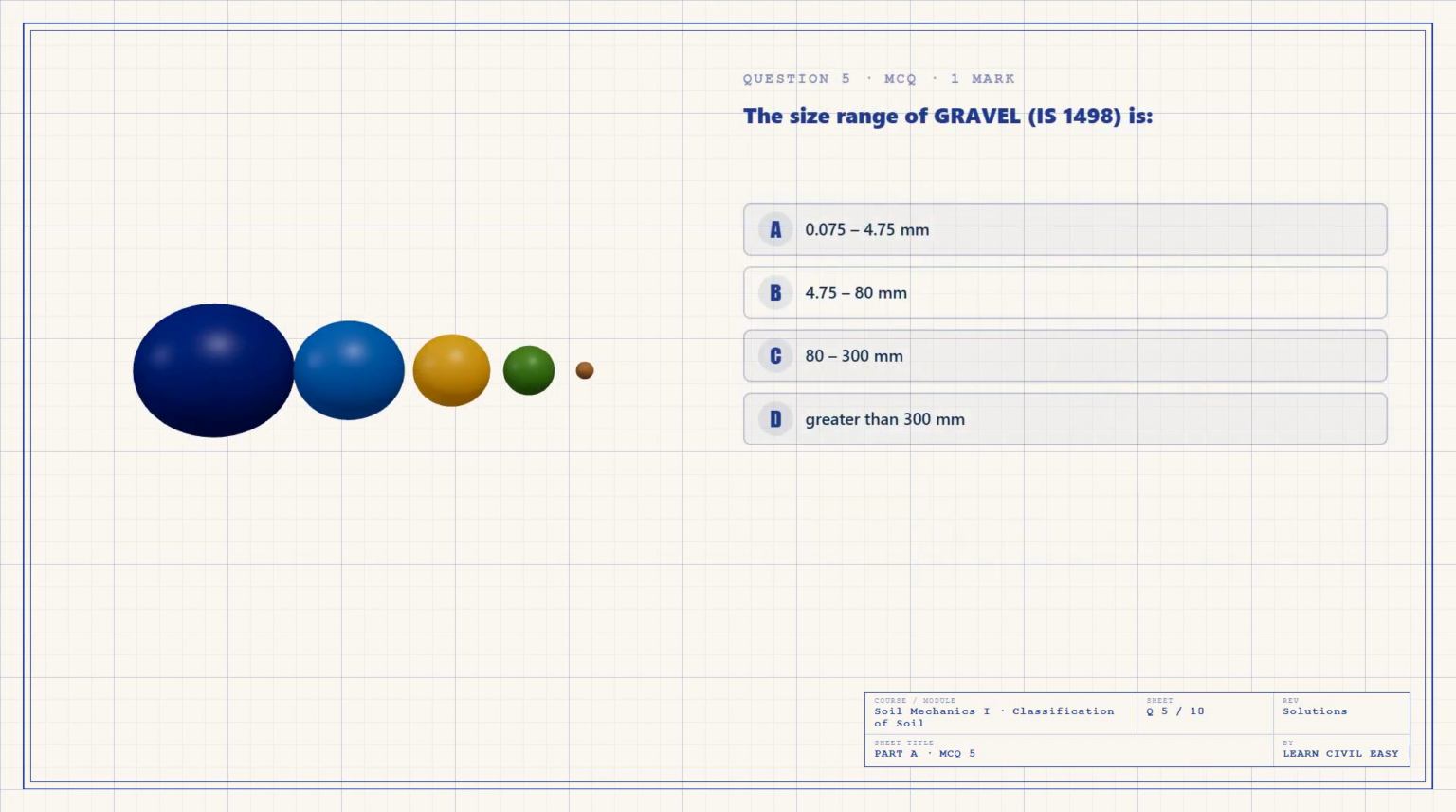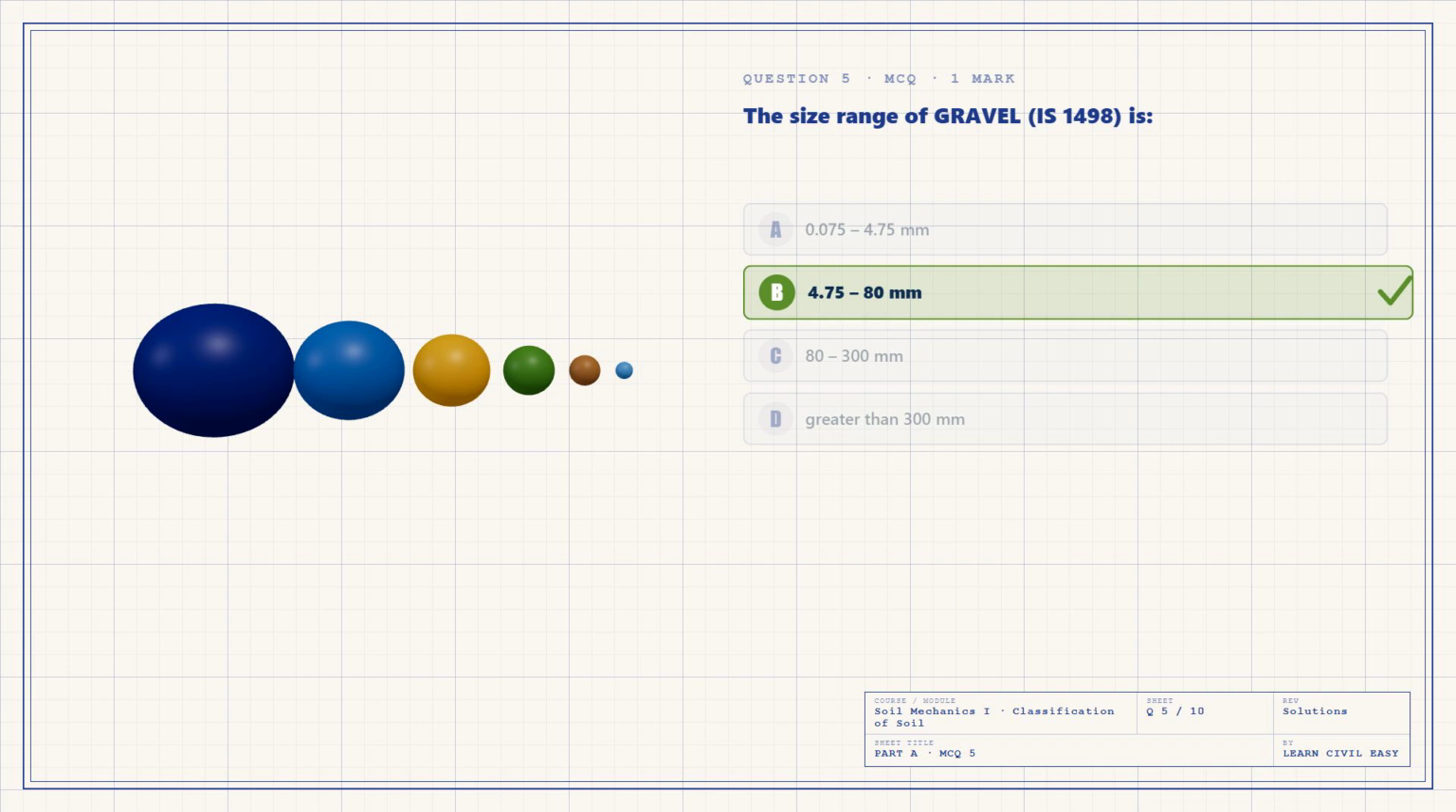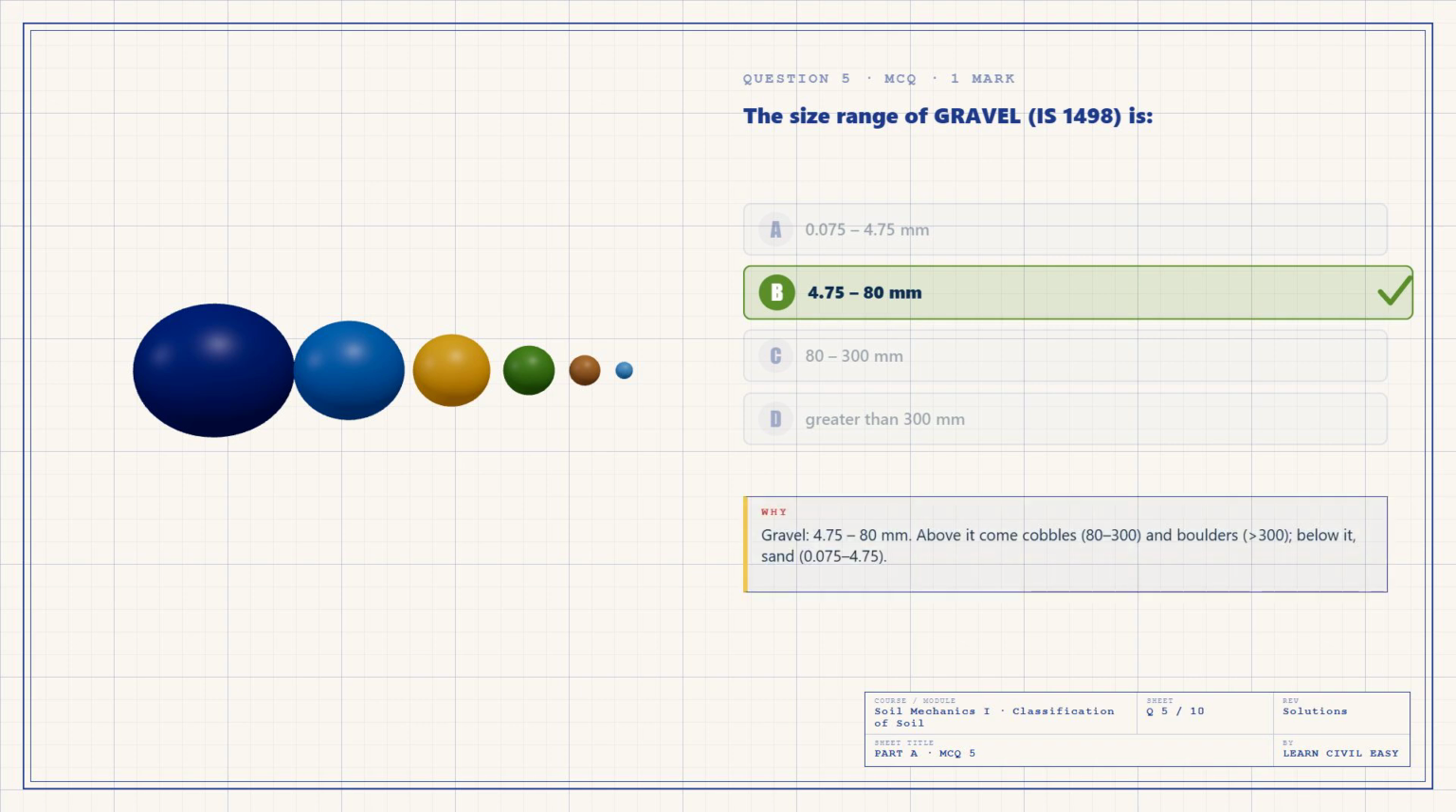Question 5. Gravel ranges from 4.75 to 80 millimeters. Option B. Just above gravel are cobbles and boulders. Just below it is sand. So 4.75 millimeters is the sand-gravel boundary.